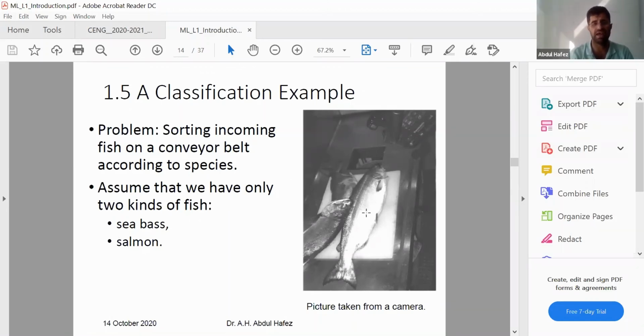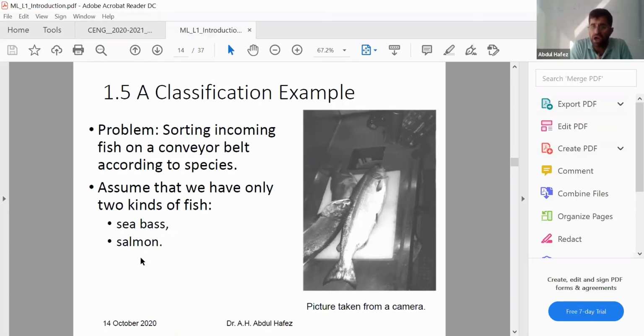Assume I have a fish sorting problem, where we have a machine that will sort the fish according to type. To simplify the problem, assume I have two types of fish. One type is called sea bass, one type is called salmon. So these two types of fish are different. How can I recognize one type? If I am given a fish sample, how can I say this is of type sea bass or this is of type salmon?